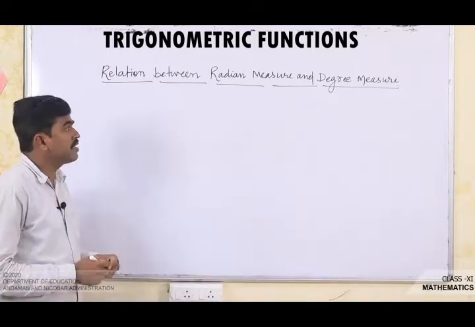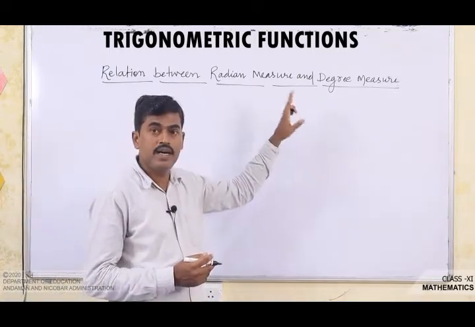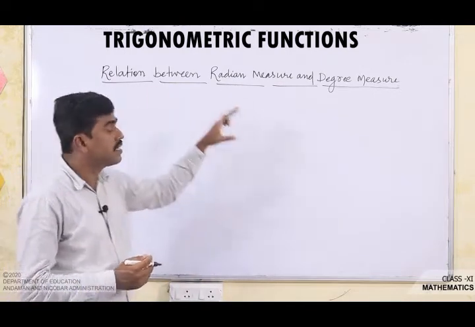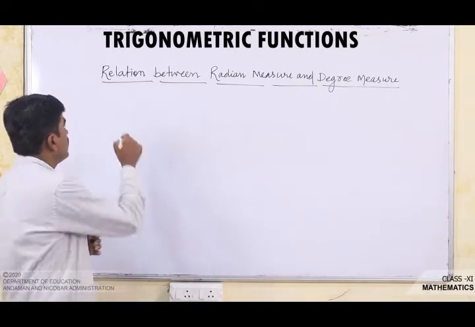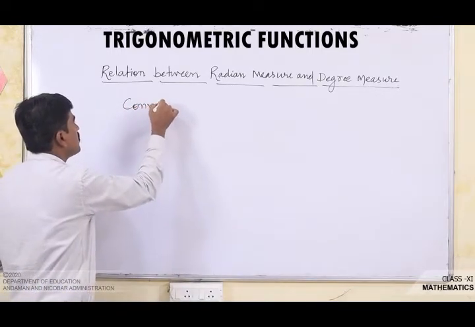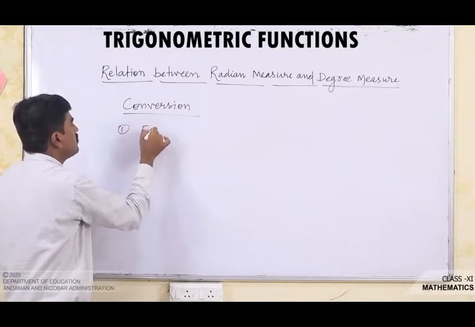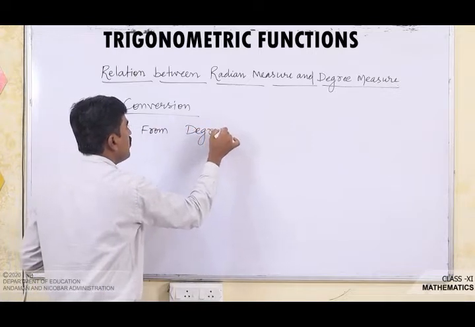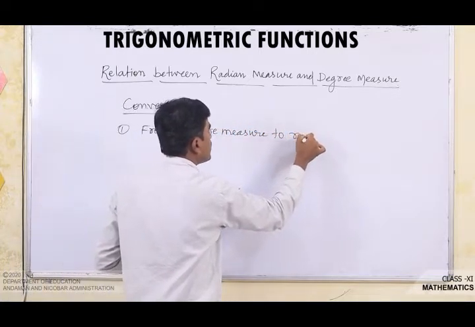Clear? Now let us talk about the conversion from radian to degree and degree to radian. That means if the angle is given in degrees, how do we convert the angle into radian? So, conversion number 1, from degree measure to radian measure.